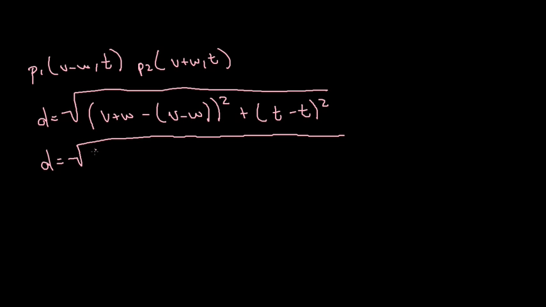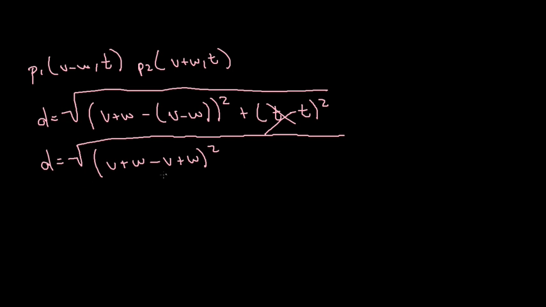Well, let me distribute this first. Just to make sure everyone sees it, we distribute this minus sign: v minus w, and then minus a minus w, so this is plus w, and this whole thing is squared. And then this term, see, this is the term I was talking about that's going to cancel out. t minus t is 0, and 0 squared is 0. So this whole term is gone.